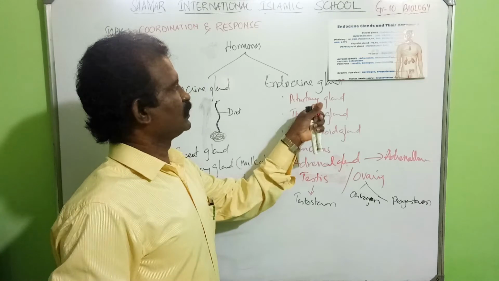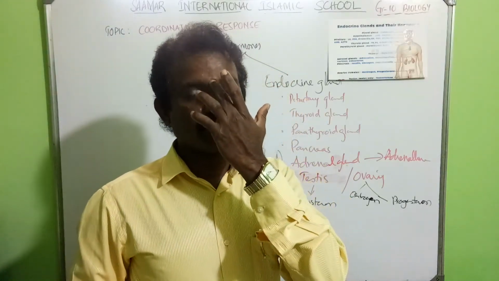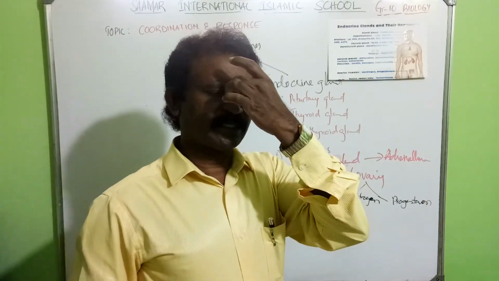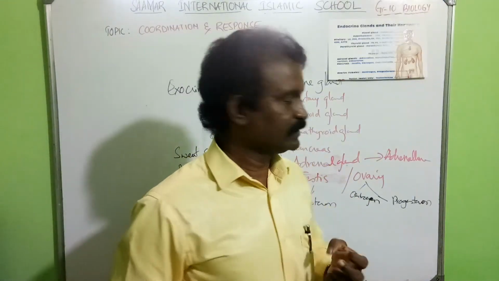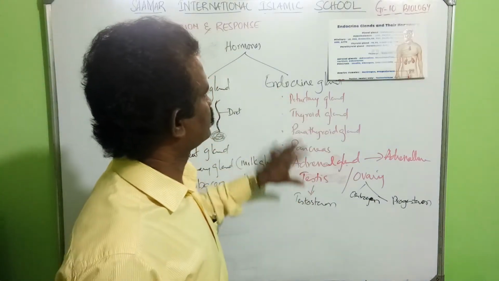Now pituitary gland is called master gland. Where is it present? It is present exactly above your eyebrow and below your forebrain, here. Some Hindus keep a bindi here. That is the place of the pituitary gland. It is a master gland, so it controls the other glands.